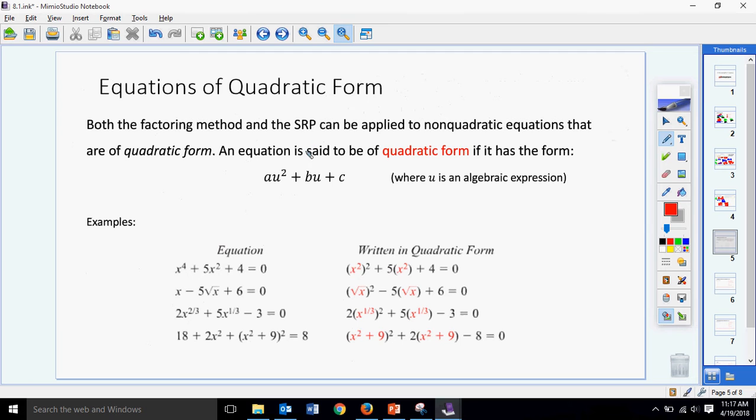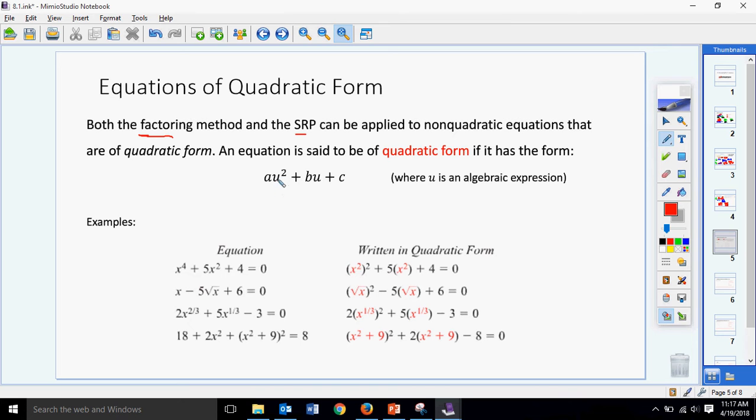Equations of quadratic form is the next thing that we want to talk about. Both the factoring method and the square root property method, the two that we've just learned, can be applied to non-quadratic equations that are of quadratic form. Well, what does quadratic form mean? It means it has this form, and U could be any algebraic expression. It doesn't have to be just a single letter.